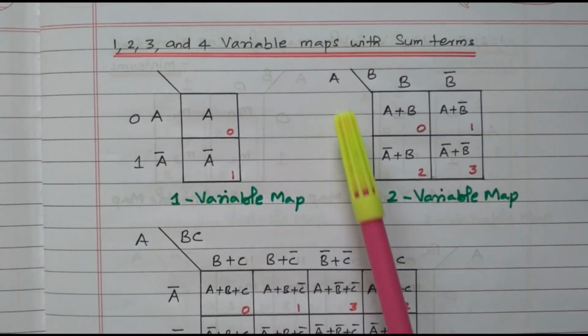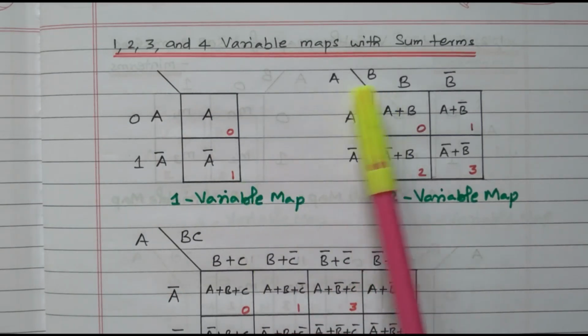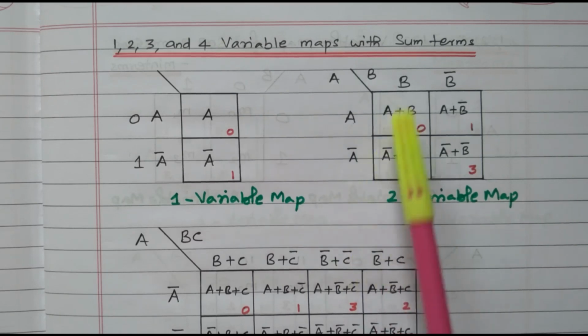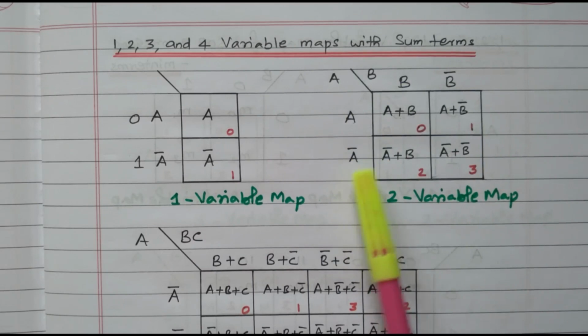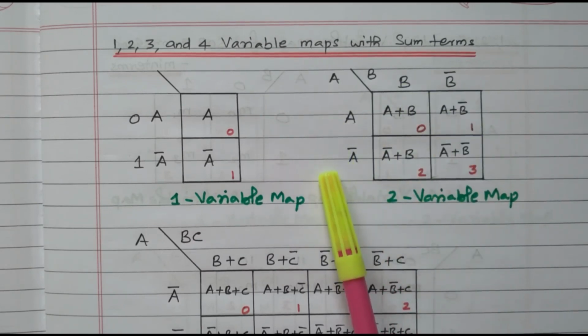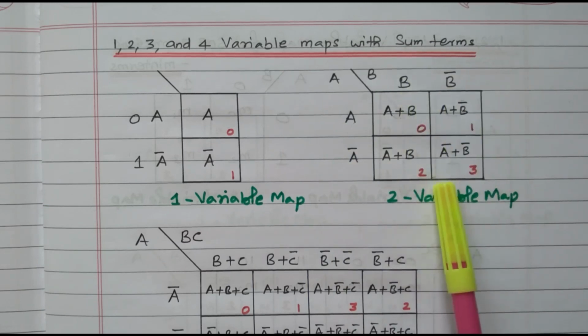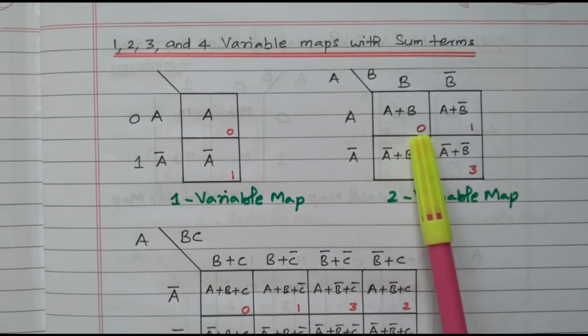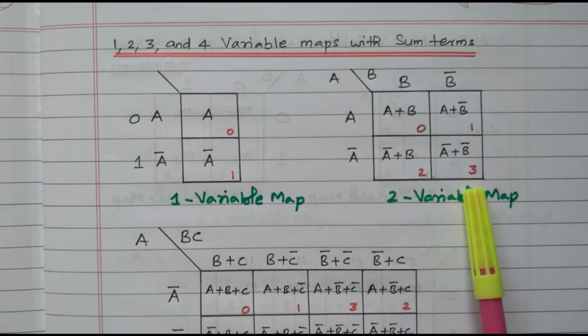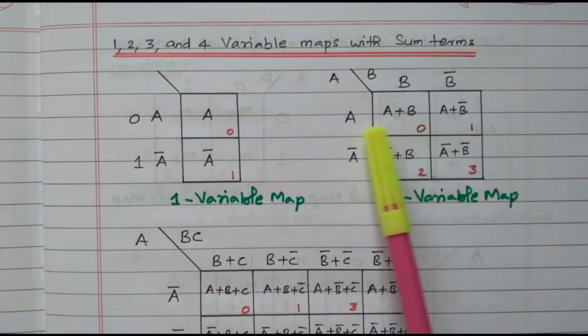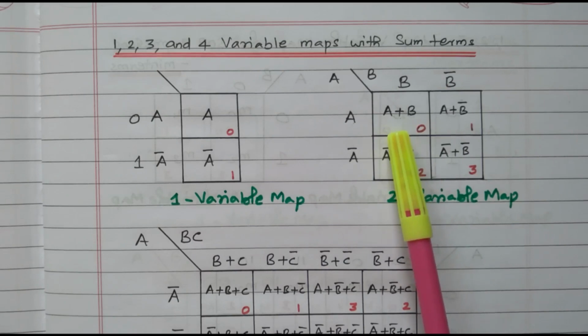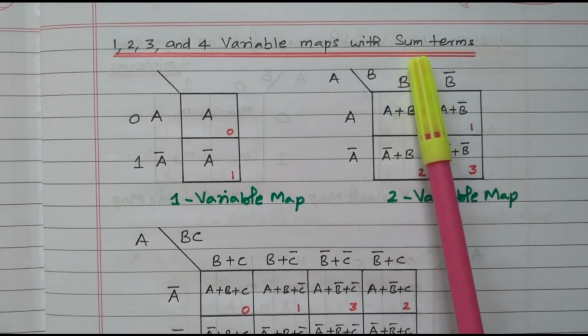While going with the 2 variable map, let us consider 2 variables A, B. A is represented horizontally, B represented vertically. So we have A, A bar, B, B bar. A means 0, A bar means 1. B means 0, B bar means 1. Right? So this is the min term, 0, 1, 2, 3. So what is this cell? Combine these two. Here plus. Previously we multiplied the terms A, B, C, A, B bar, C bar. Now you have to add. That's why we call it sum term.